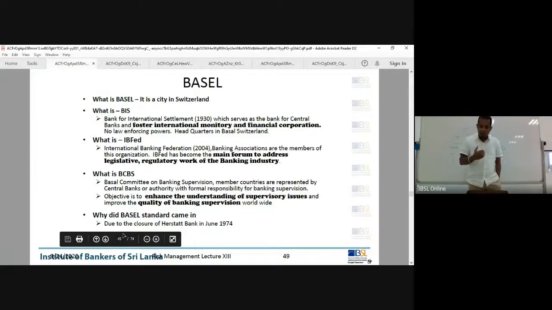So, meaning, you are playing with the depositors' money. If something goes bad and you get a hit, depositors will have an issue. Therefore, you should not do things which are beyond your capacity. Right?